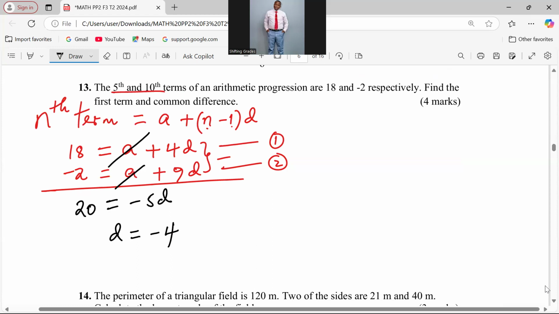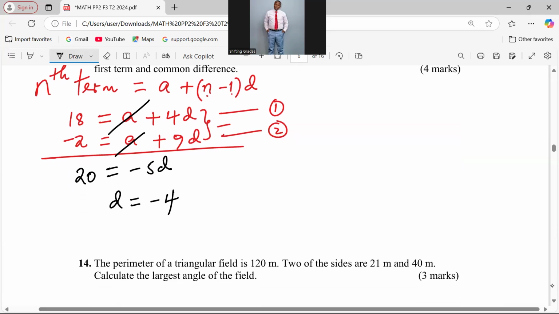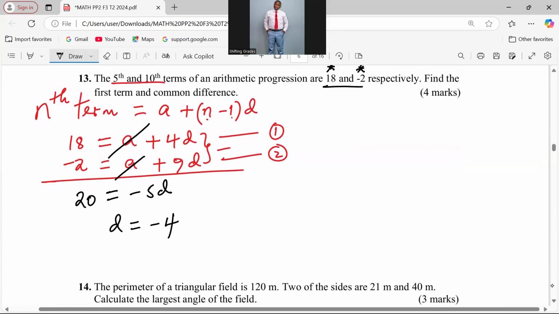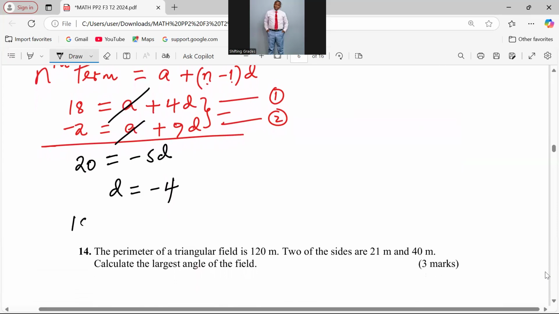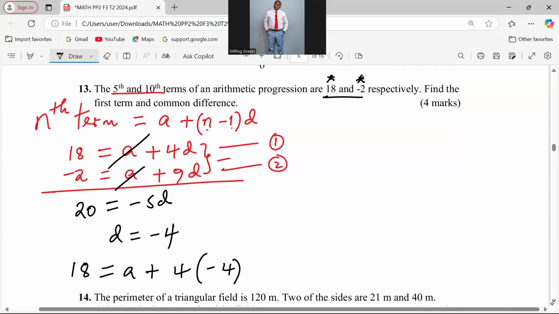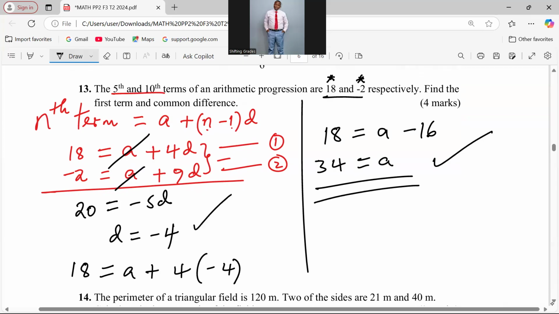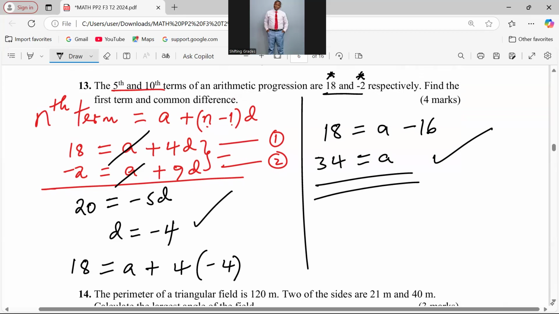Even before we found it, it is so automatic that d will be negative, because we can see the 5th term is already greater than the 10th term. That is to mean that the sequence is decreasing. So it has a negative common difference. Okay. Substitute in equation 1: 18 equals A plus 4 into negative 4, the value of d. So now we can talk about 18 equals A minus 16. So that the first term becomes 18 plus 16, becoming 34. So the first term is 34. The common difference is negative 4. Yeah, that is it.